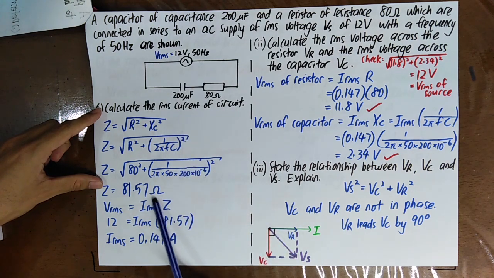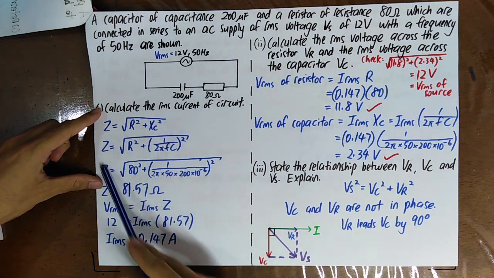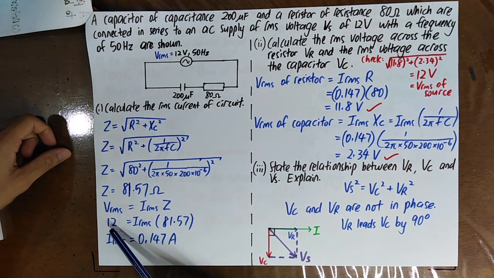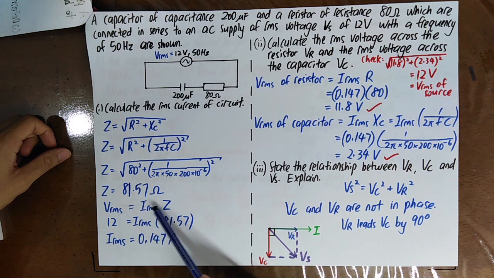In order to find out the root mean square current of the circuit, you have to know the value of the impedance first. Then you find out the value for the impedance. And then you substitute into the formula, which is the root mean square voltage of the current supply equal to the root mean square current times the Z, which is the impedance.